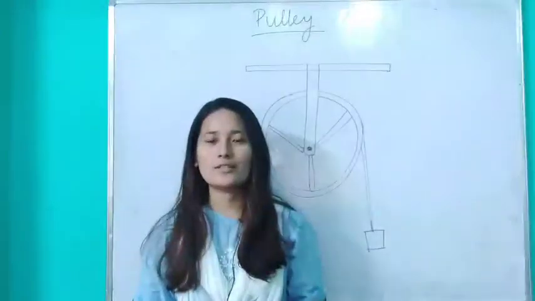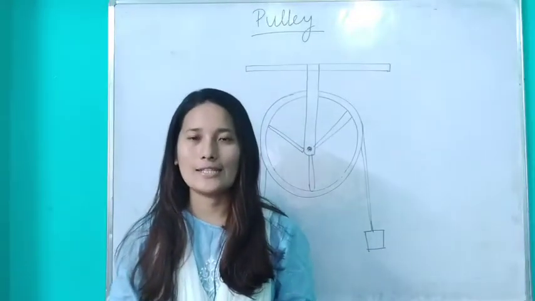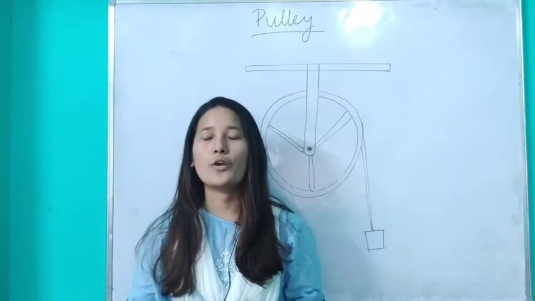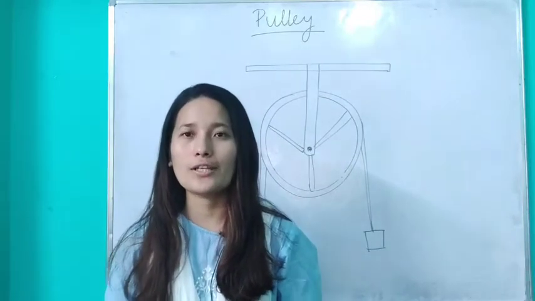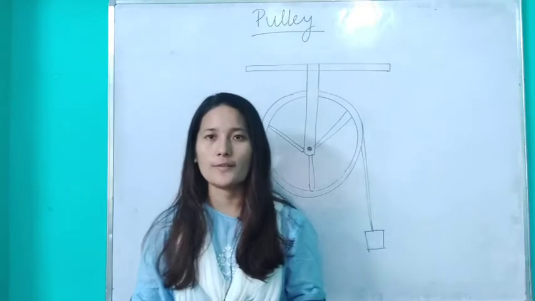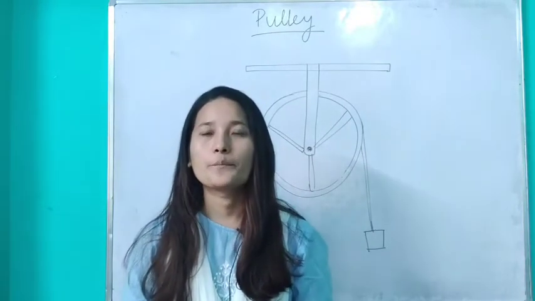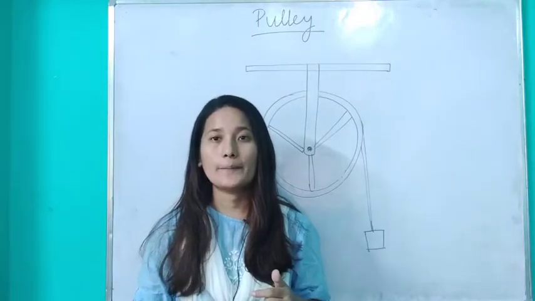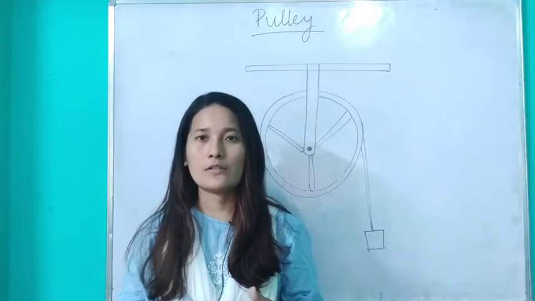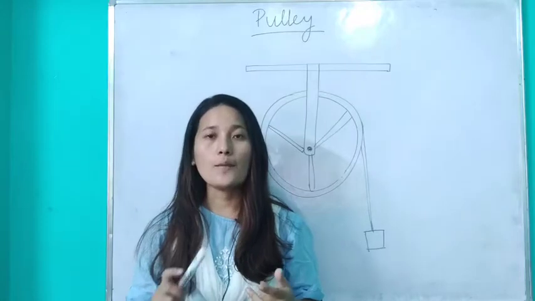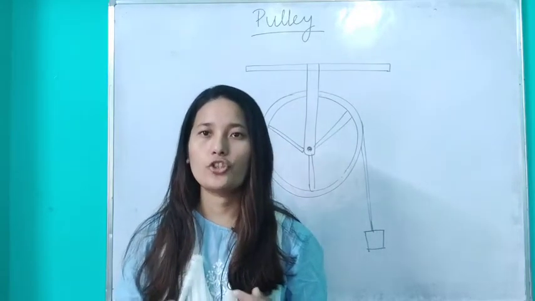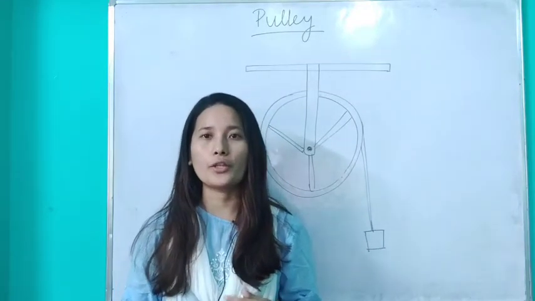Hello class, welcome back. Today we'll continue with chapter 4, that is energy. Till date we have already discussed different types of simple machines in gist: the lever, different types of lever, inclined plane, its types, wheel and axle, and pulley in gist. Today we will carry forward with pulley.